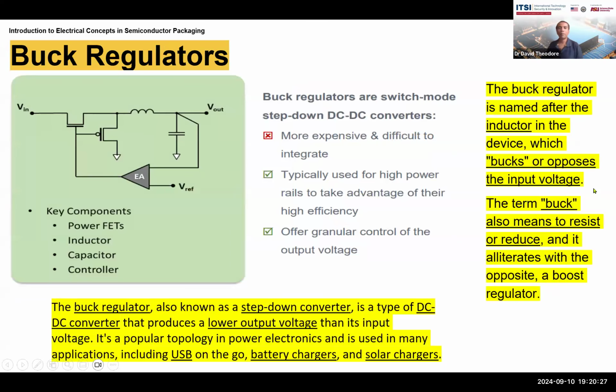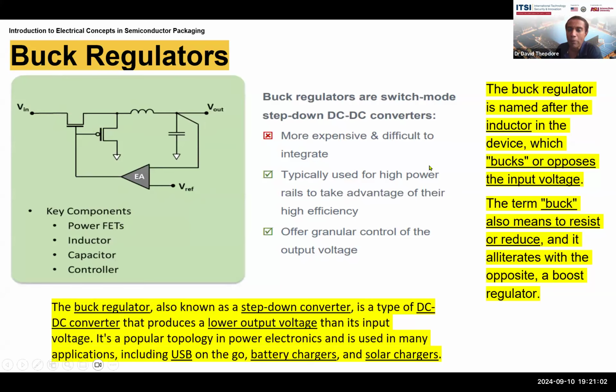So buck regulators, I think Professor Alford briefly mentioned buck regulators when I looked at the slides yesterday. Basically, a buck regulator has a circuit where you've got the input, a transistor, another transistor, an inductance, a capacitance, the voltage out here, a reference voltage, and the error amplifier here. So the key components are the power FETs, the inductor, the capacitor, and the controller. They are switch mode, step down DC converters. They're more expensive and difficult to integrate.